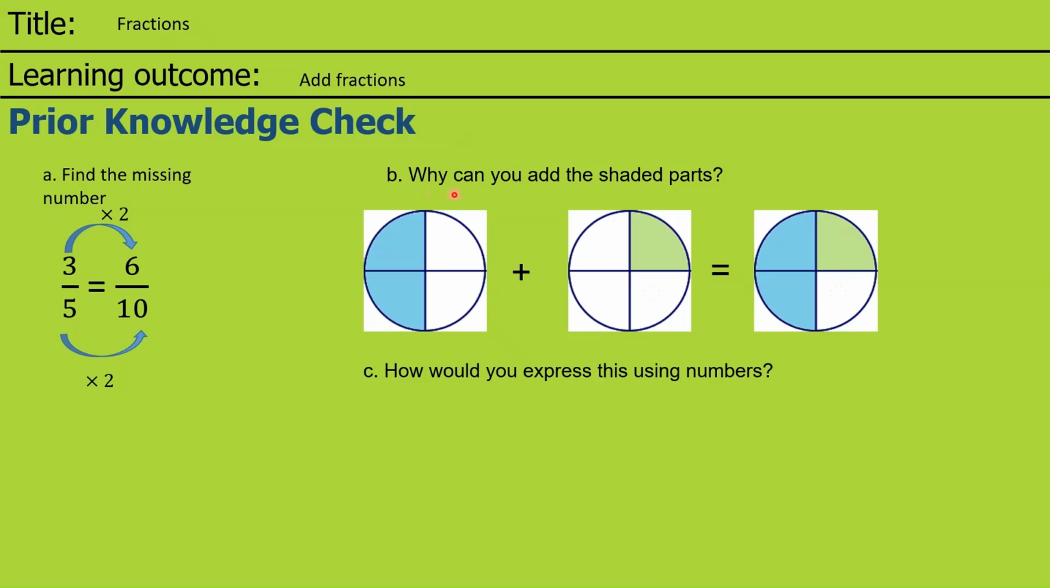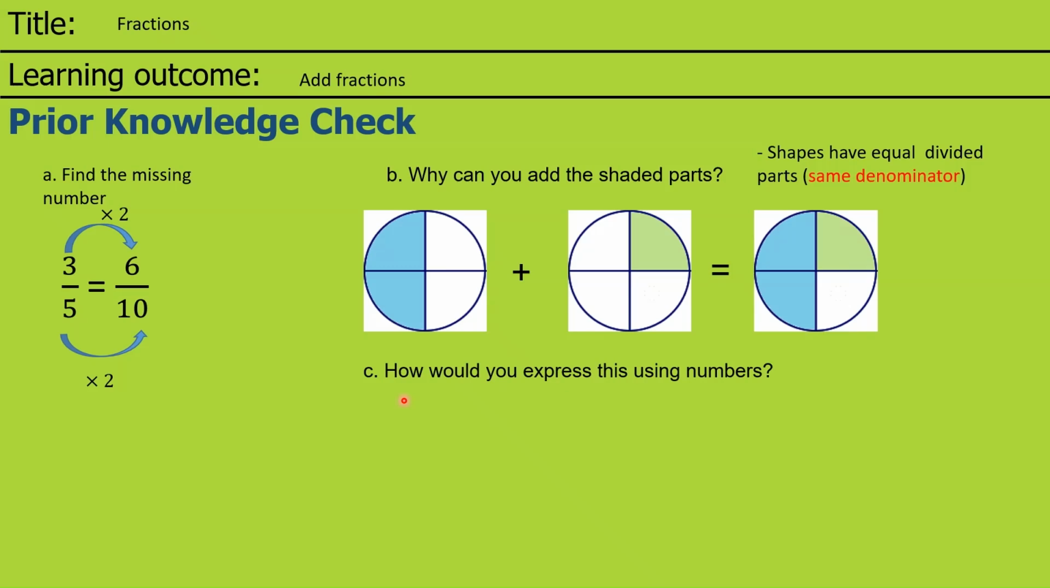Let's look at our second question. Why can you add the shaded parts? Shapes have equal divided parts, and that is why you can add. They have the same equal divided parts, same denominators. Okay, let's look at part C.